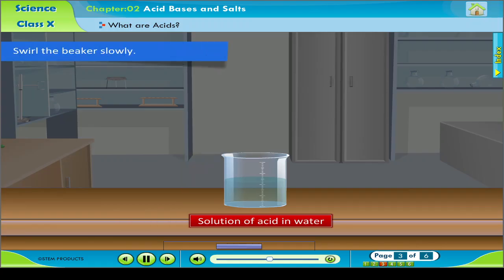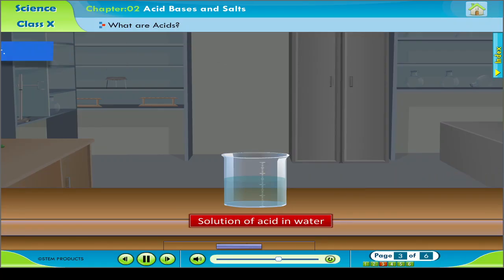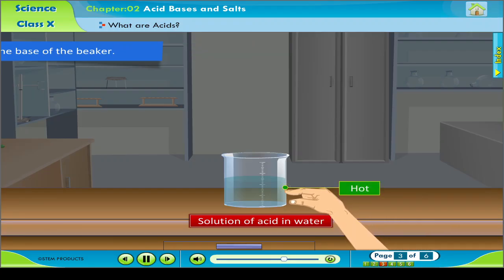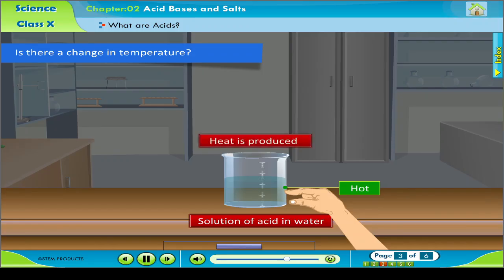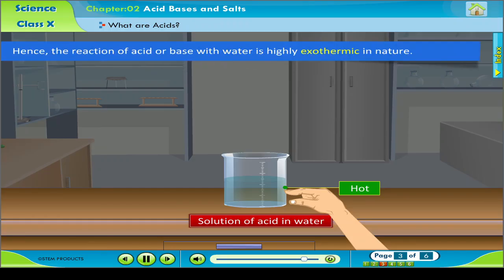Swirl the beaker slowly. Now touch the base of the beaker. Is there a change in temperature? Hence, the reaction of acid or base with water is highly exothermic in nature.